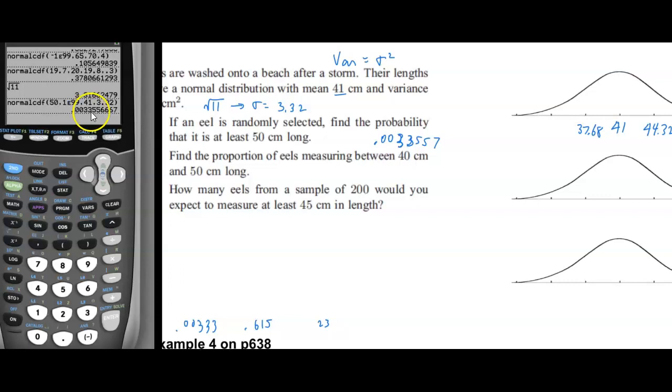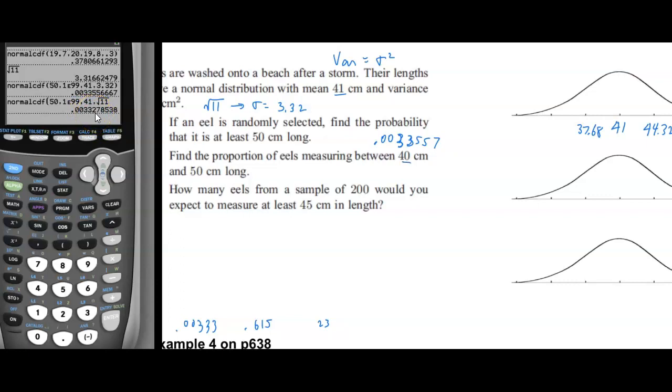The answer in the back of the book is actually 0.00333. Maybe what they did was they put square root of 11 and got a little bit more precision out of it. So if I put square root of 11 here, then maybe I get a slightly different answer. Yeah, then I get 0.00333. Okay.